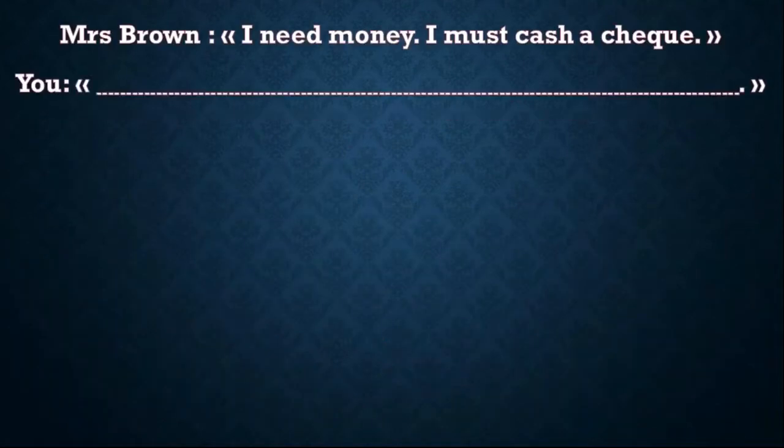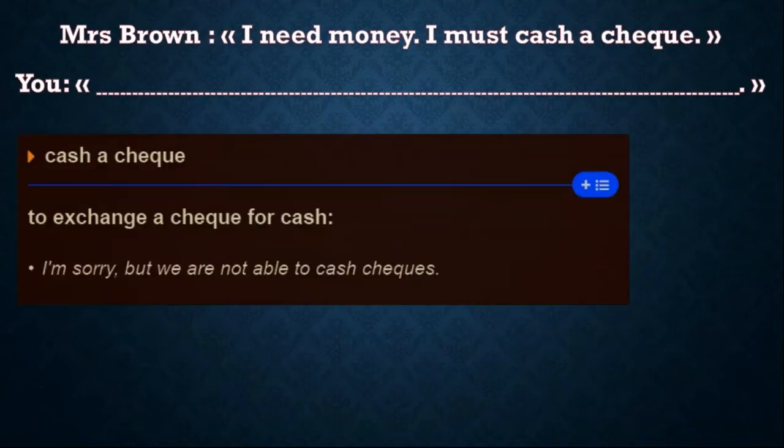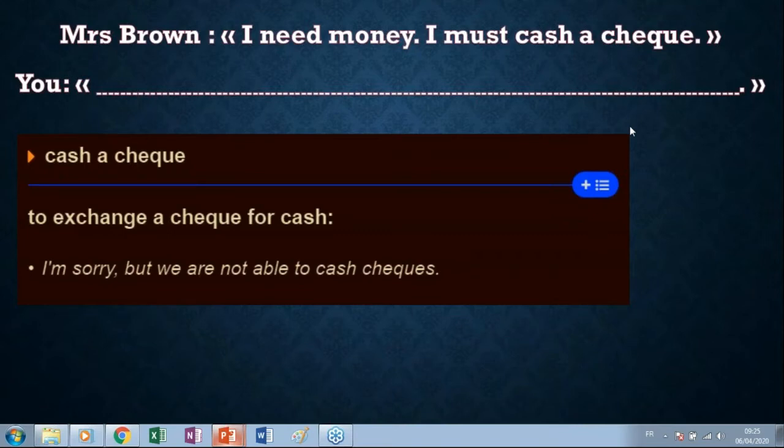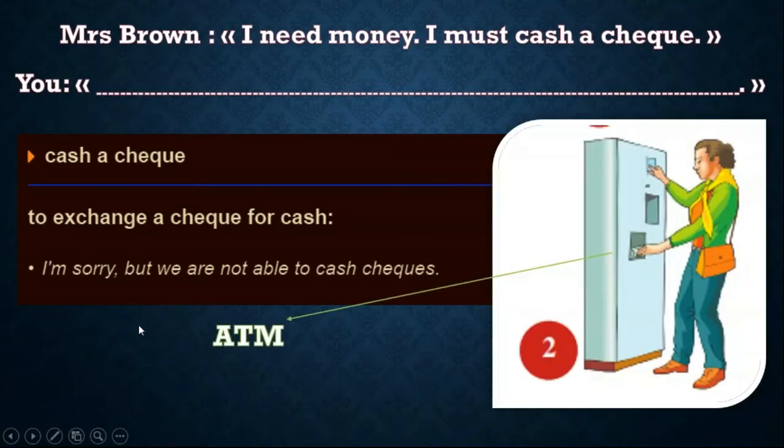Mrs. Brown needs money, and she says, "I must cash a check." So to start with, let's see the meaning of cashing a check. To cash a check is to exchange a check for cash. And what we mean by cash is money, right? So you go to the place, you give them a check, and you receive money in return. To cash a check, you must go to the bank. If you look at this picture, this is called an ATM.